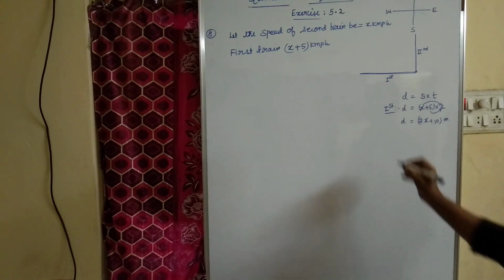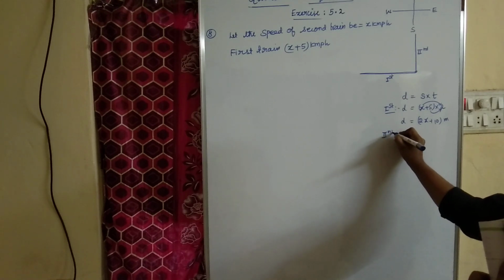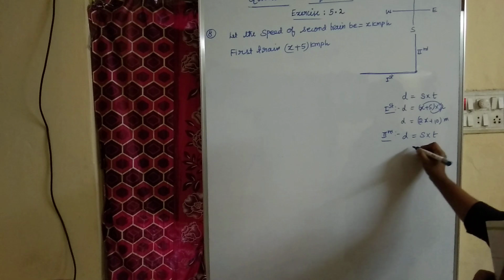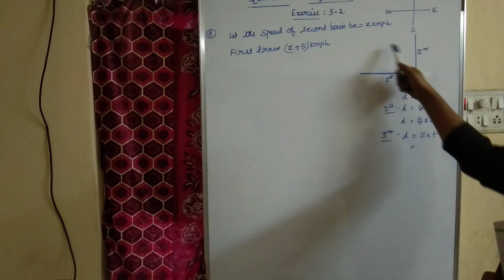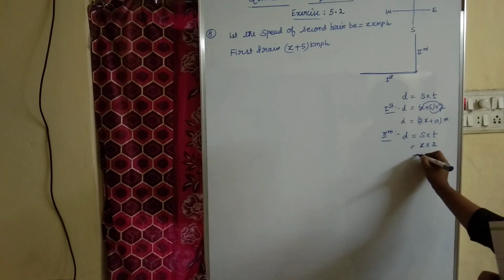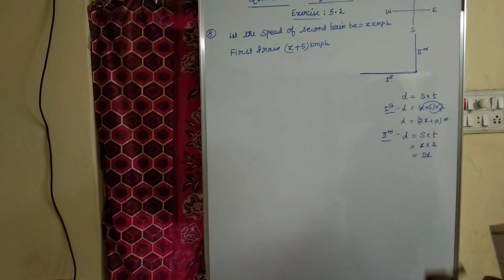Right? Now coming to the second train, what is the distance traveled by the second train? We know distance is equal to speed into time. So what is the speed of the second train? Speed of the second train is x kilometers per hour and time is 2. So 2 into x, 2x.